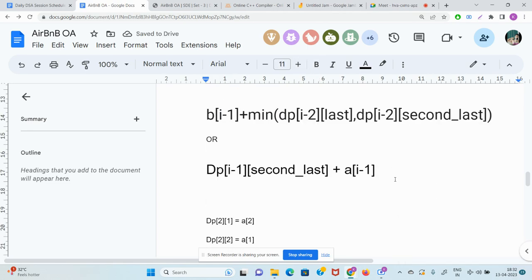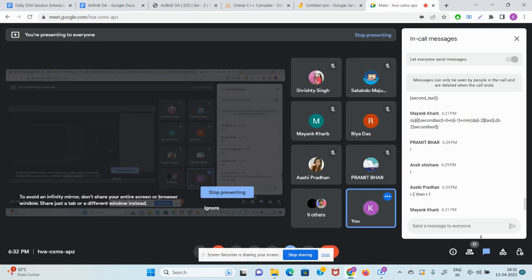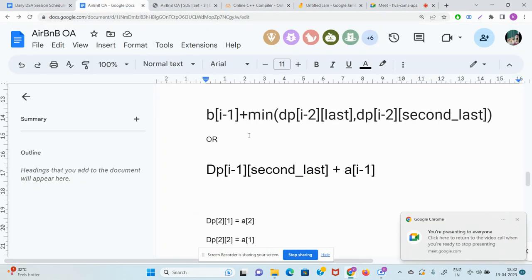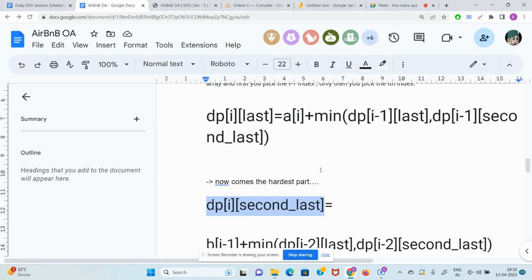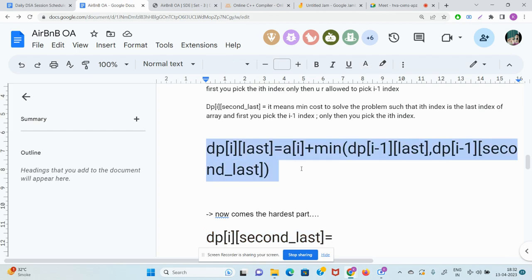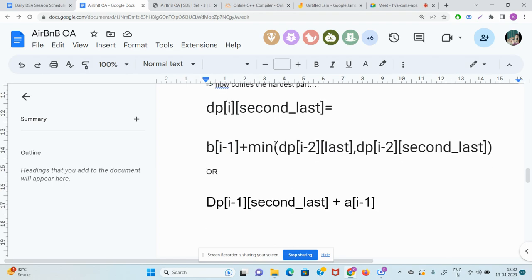Now we can easily write the pseudocode and stuff. Okay, guys, everyone write here. Now, guys, I want someone to write the final formula of dp of I of second last. See, dp of I of last was very easy, huh? Chill life. Second last is not easy. Explaining it is very difficult.